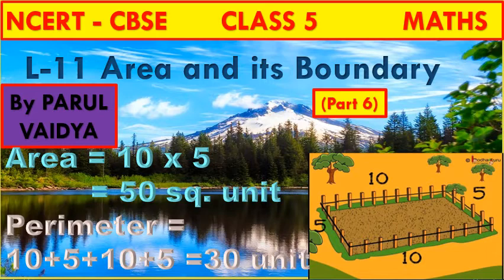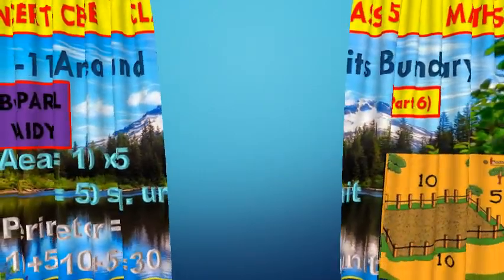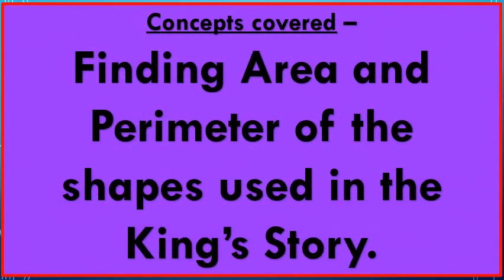Today, we are going to continue lesson number 11, Area and its Boundary. Let's start. Today, we are going to study a king's story and then find area and perimeter of the shapes used in it.